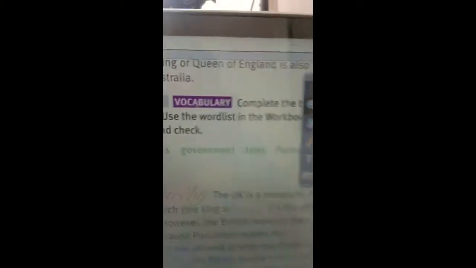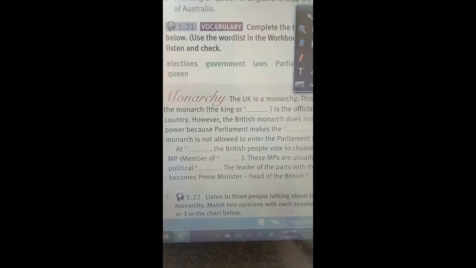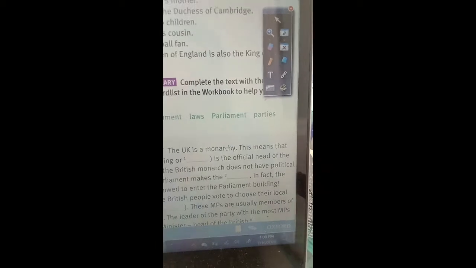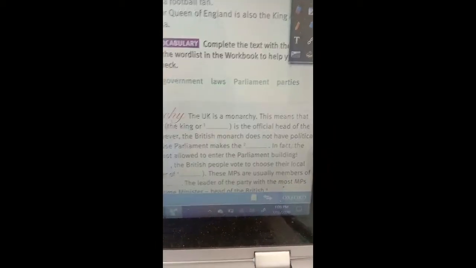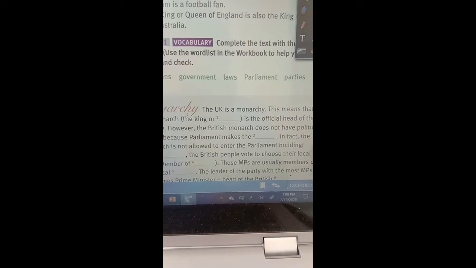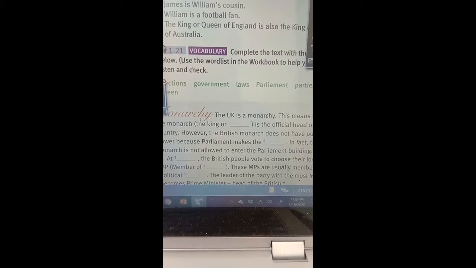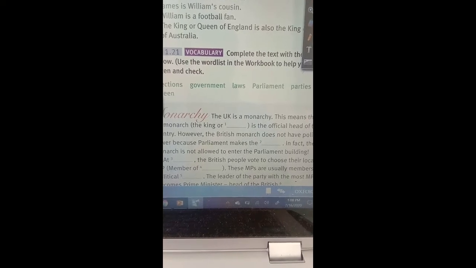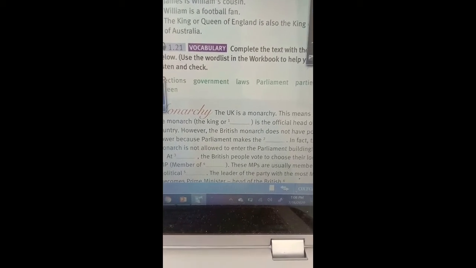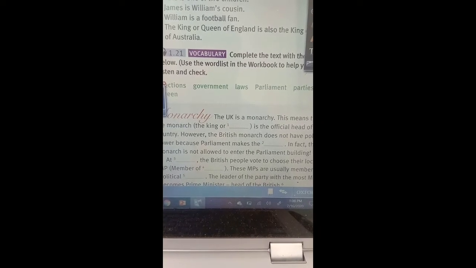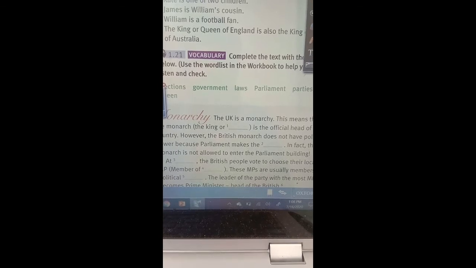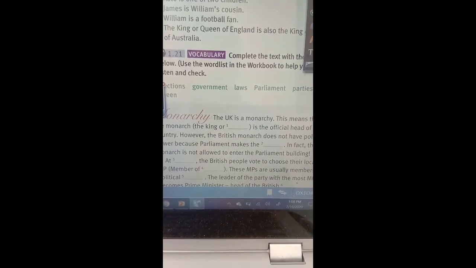Lesson 1C, Exercise 4. Monarchy. The UK is a monarchy. This means that the monarch, the king or queen, is the official head of the country. However, the British monarch does not have political power because Parliament makes the laws. In fact, the monarch is not allowed to enter the Parliament building. At elections, the British people vote to choose their local MP, Member of Parliament. These MPs are usually members of political parties. The leader of the party with the most MPs becomes Prime Minister, head of the British government.